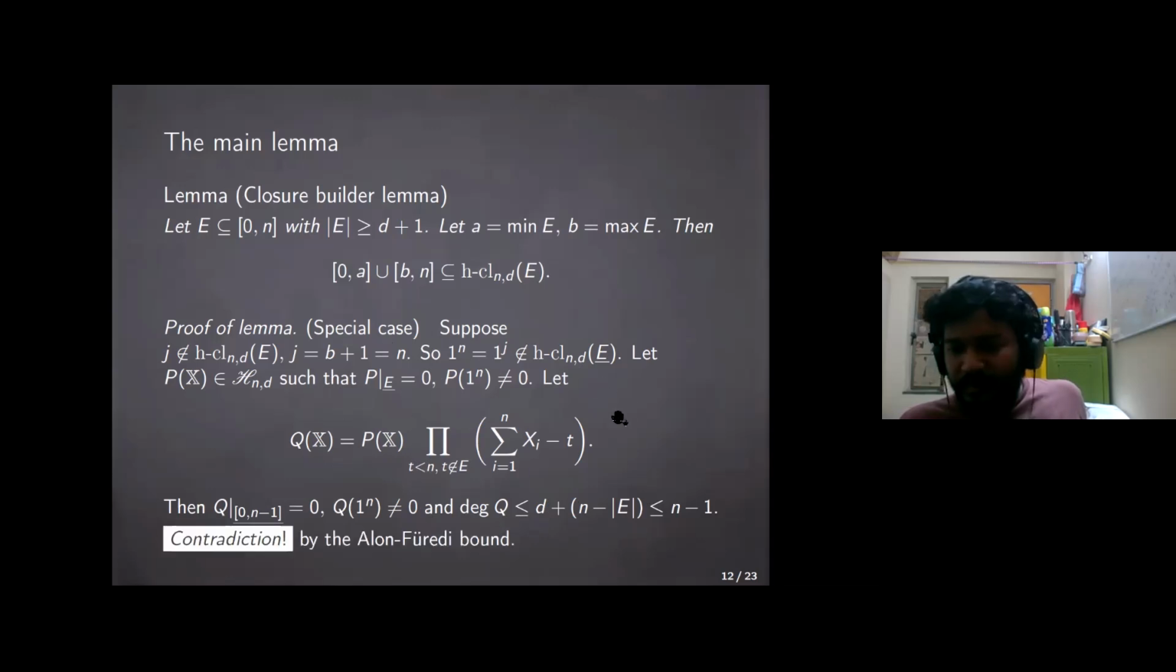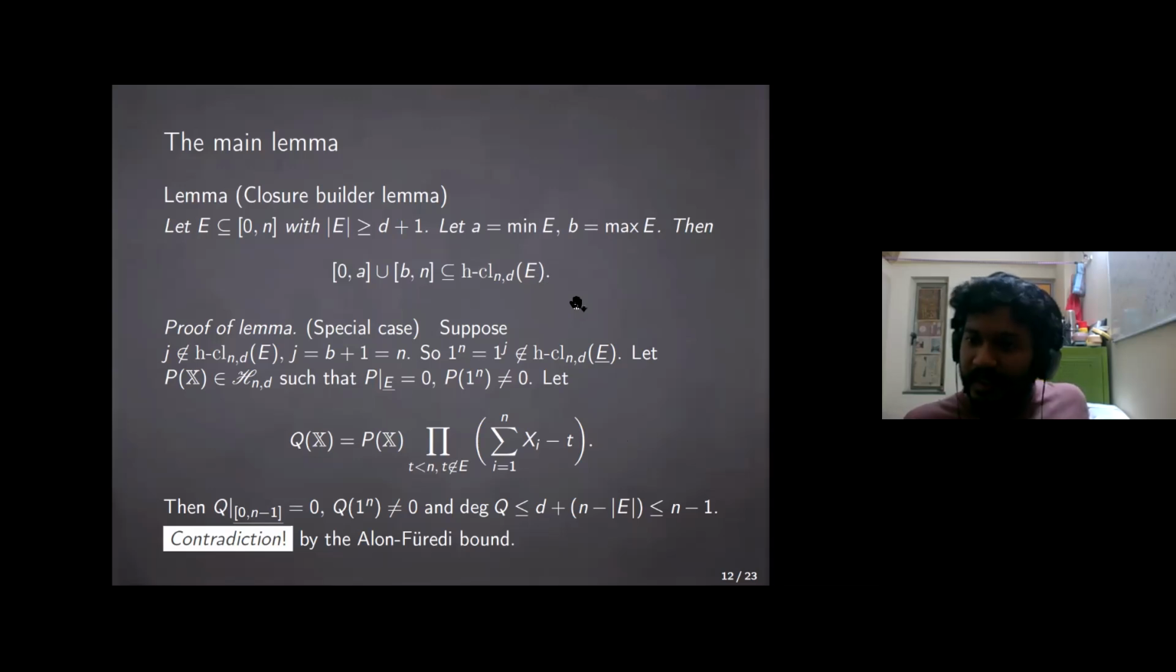The Alon-Füredi bound says the degree has to be at least n. But here we get only n minus 1. Therefore, what we started out with is not correct. Everything to the right of E must be in the closure. And similarly, we can just employ a reflection argument and say that everything to the left of E must also be in the closure. Okay, so that's how we are essentially making use of the Alon-Füredi bound once again.